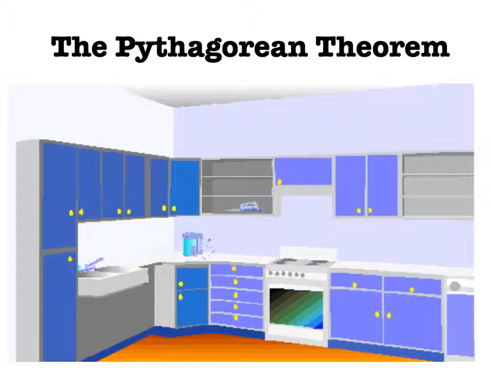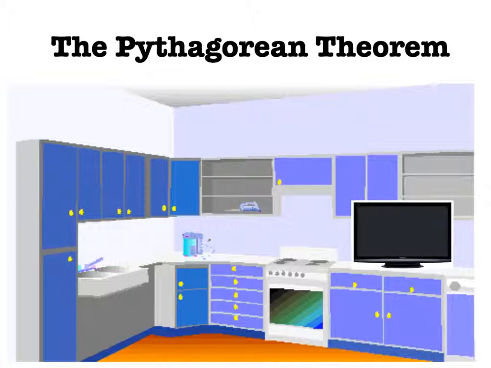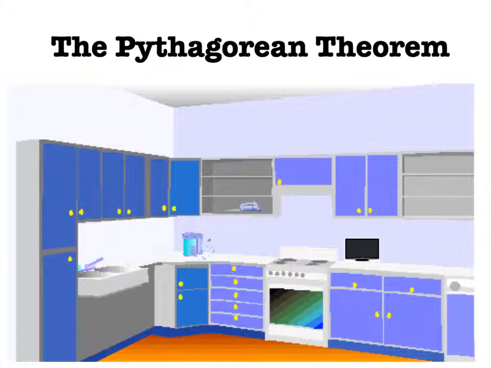So let's say you want to buy a TV for your kitchen so you can watch TV while eating. Well, you don't want to buy a TV that's too big, but you also don't want to buy a TV that's too small, because then you just can't see anything. You want a TV that's just right.